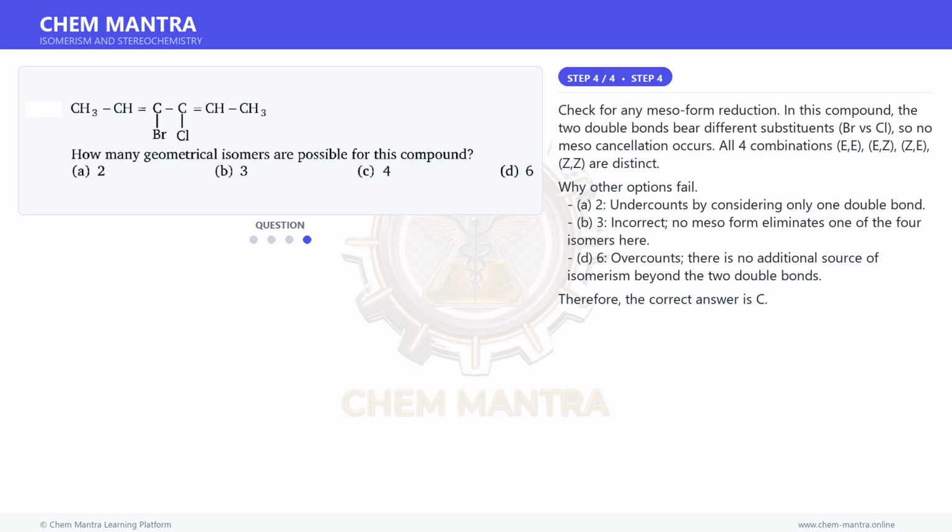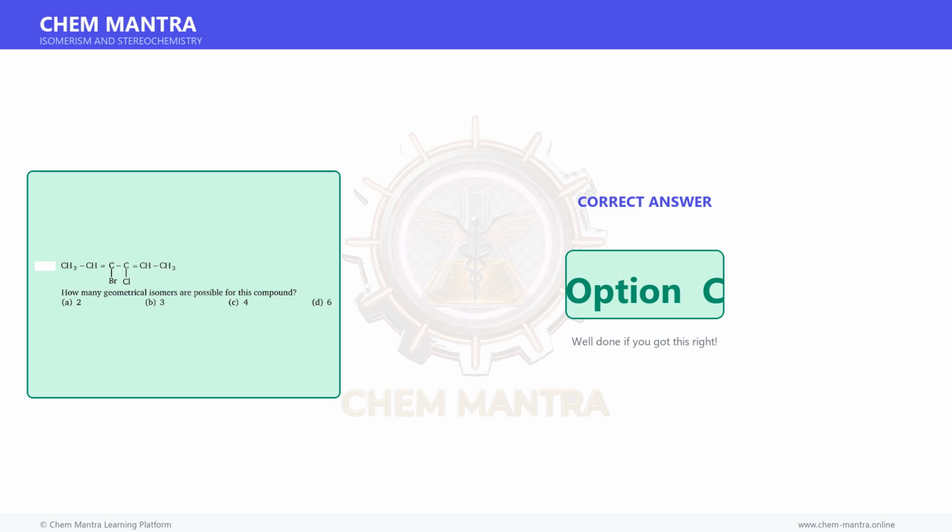Why other options fail? A. 2 undercounts by considering only one double bond. B. 3. Incorrect, no meso form eliminates one of the 4 isomers here. D. 6. Overcounts, there is no additional source of isomerism beyond the two double bonds. Therefore, the correct answer is option C.